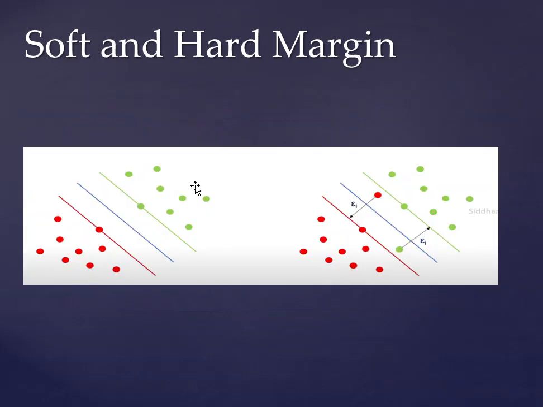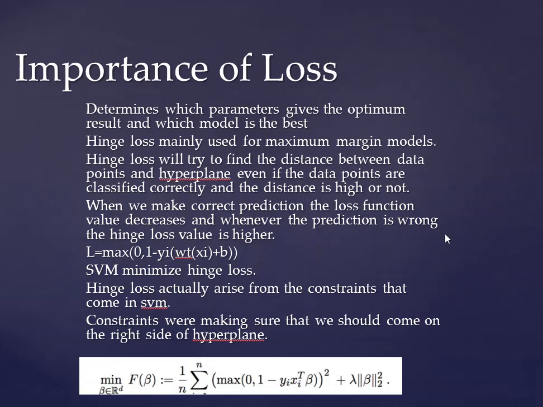This is the case of hard margin and this is the case of soft margin. In soft margin we have some data points in between the margin value, and in hard margin we do not have data points in between the margin value; the data points lie at the hyperplane values. We will be discussing hinge loss in this soft margin case. The importance of loss is that it determines which parameters give the optimum result and which model is the best.